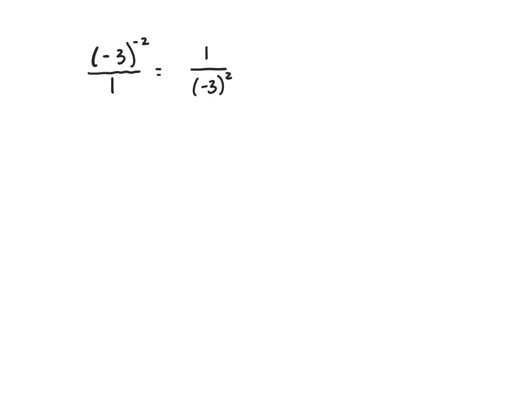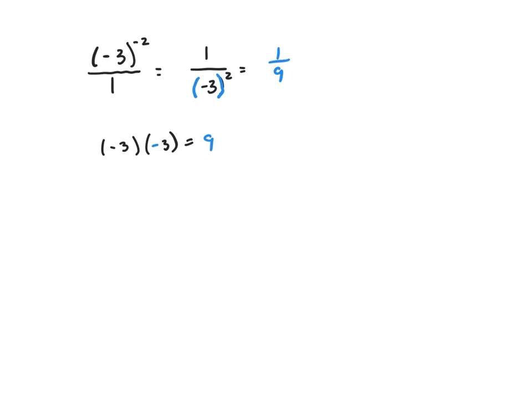So you're left with 1 over -3 squared. Now, we know that -3 squared is -3 times -3, because you have the parentheses around the negative. So -3 times -3 is a +9, so it's going to be 1 over 9. So that's your answer to that problem.